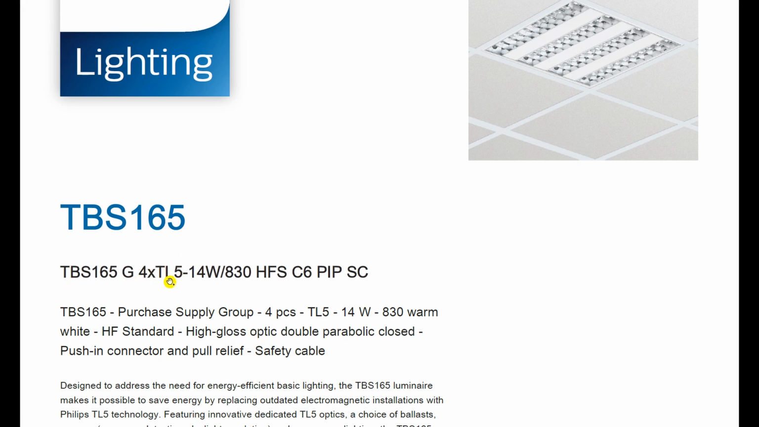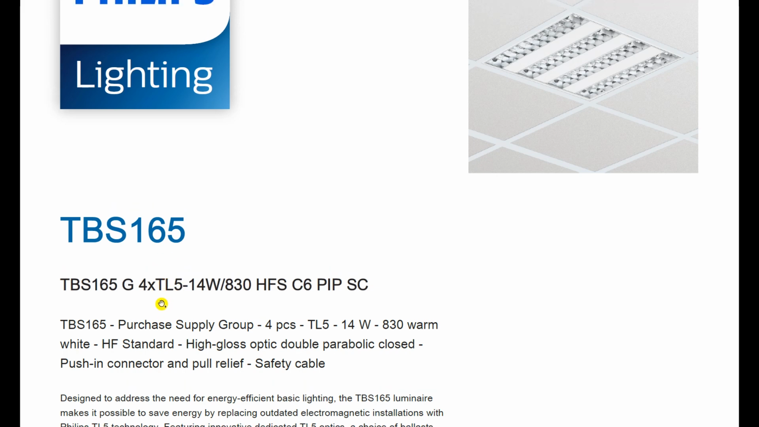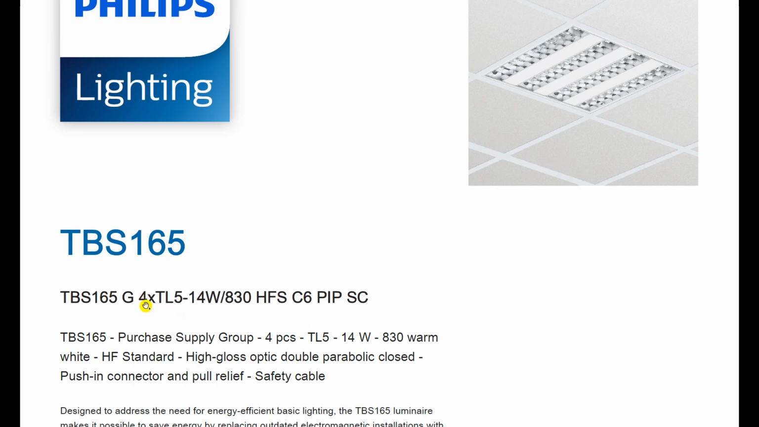TL5 usually means a fluorescent lamp. As you can see, 4 multiplied by TL5, 14 watt. So what does this mean? It means we have 4 lamps, 1, 2, 3, 4. Each of these lamps has 14 watt.